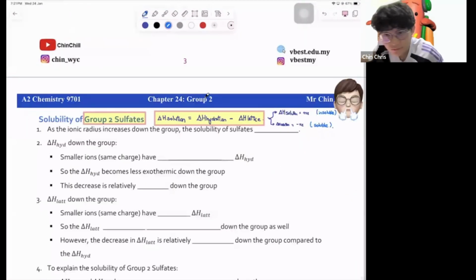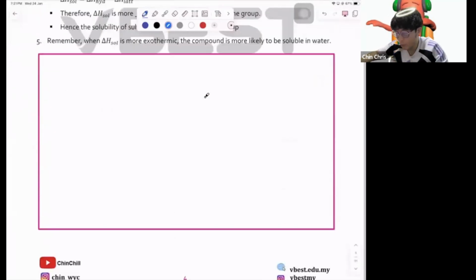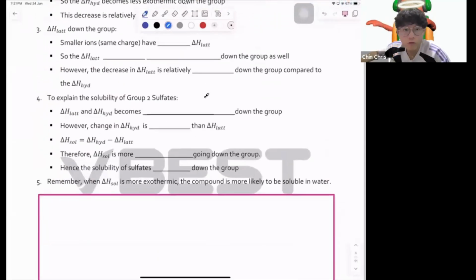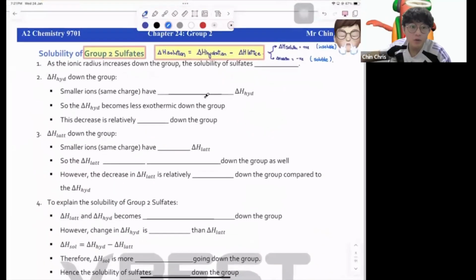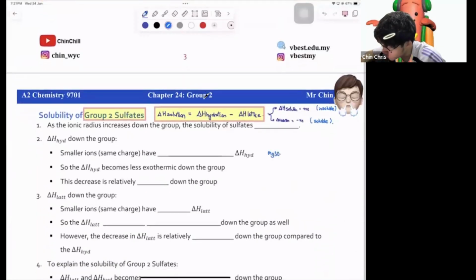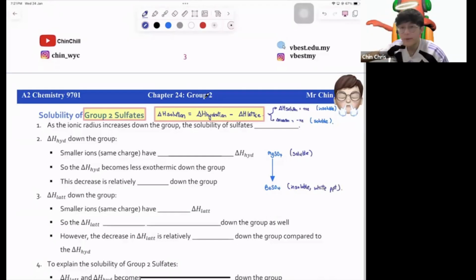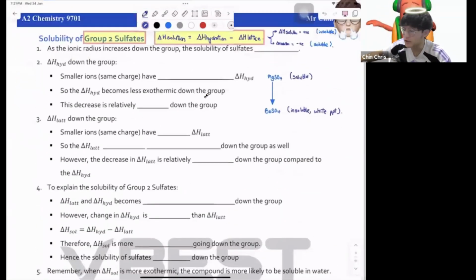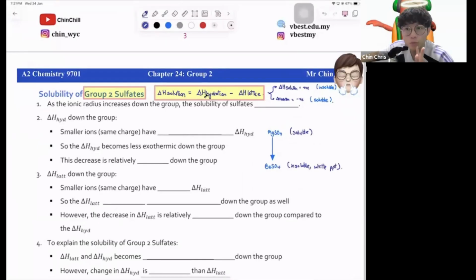Okay guys, right now let's look at the bottom part first. I don't want you to look at points 2, 3, 4, 5. I'll explain based on the bottom part. You know that as you go down from magnesium sulfate, MgSO4, to BaSO4, the solubility decreases. Magnesium sulfate is soluble and barium sulfate is insoluble, a white precipitate. Now you have to explain this based on your delta H solution. So this is the knowledge: as group 2 sulfates go down, they turn insoluble.